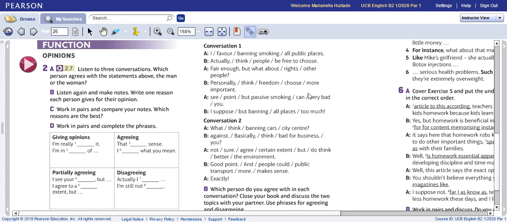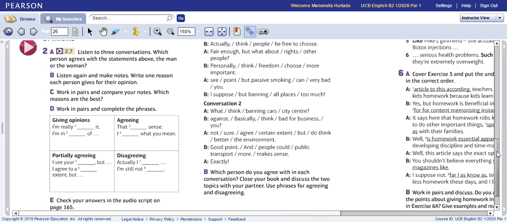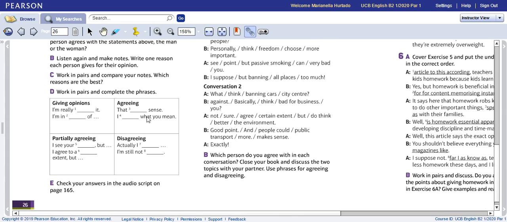Letter D, work in pairs and complete the phrases. Now, the phrases are the ones that are right here in this little box, in this chart. So, whenever you're given opinions, how would you say it? I'm really it. I am in of. So if you're given an opinion, what words do you think best fit in these places? When you're agreeing, what would you say? When you're partially agreeing, and when you're disagreeing.